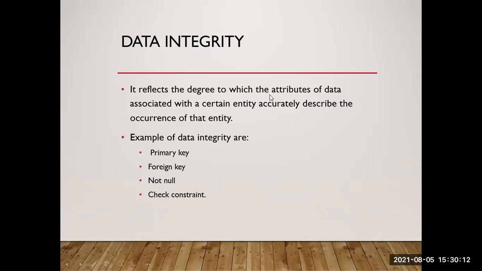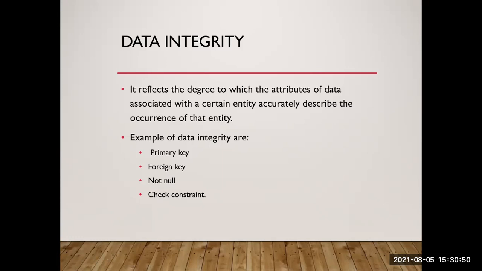It reflects the degree to which the attributes of data associated with a certain entity accurately describe the occurrence of that entity. It means the degree to which attributes, for the table or for the entity, we will be having columns or attributes. Are the values of that respective entity available or not? If I said a phone number, and after a few days I give some other phone number, that should get matched. Integrity should be there.